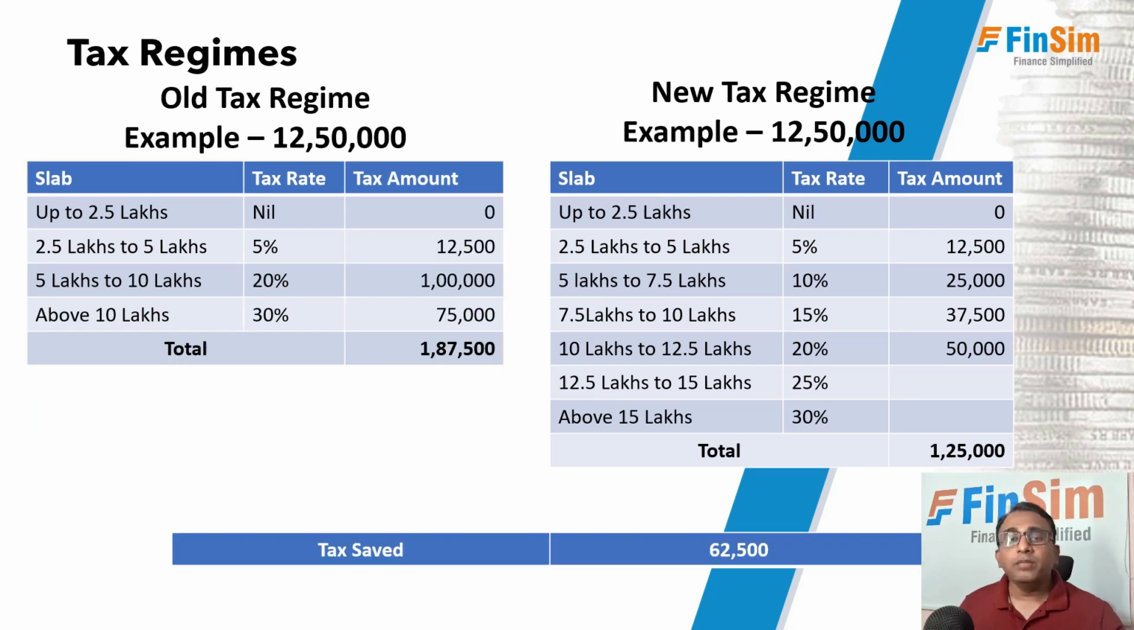If we now compare the tax liability between both regimes, new tax regime obviously will emerge as a winner, where the taxpayer will have to pay 62,500 rupees less to the government. So why would one worry about choosing between old and new tax regimes?